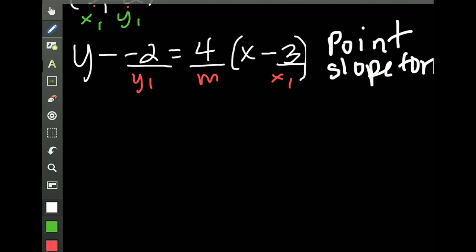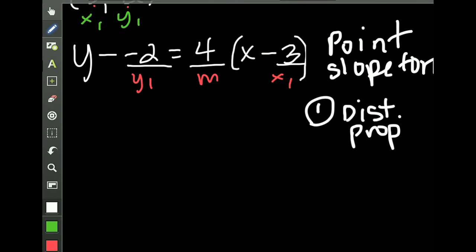Jaden, pick up your pencil. There you go. Okay, there's 2 steps beyond this. What if we see parentheses in an equation? What do we have to do to get rid of them? Distributive. So the first step you're going to do is distributive property. Okay, that's step 1. They're easy steps.